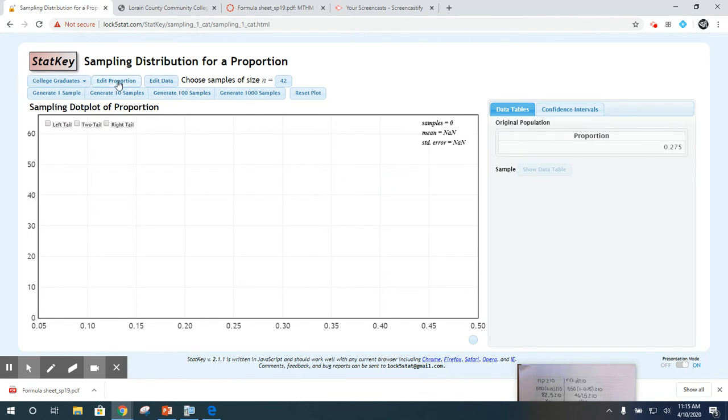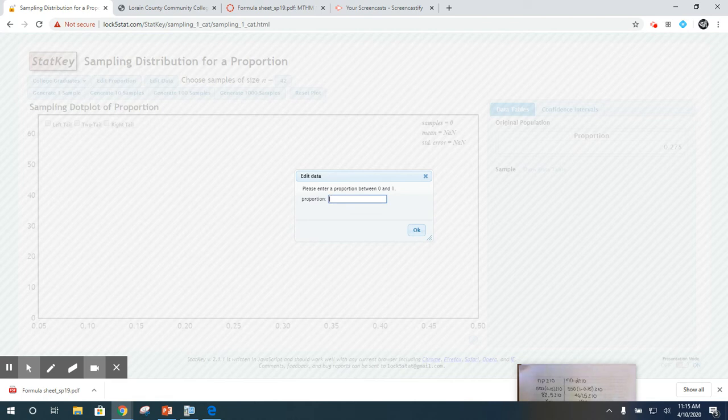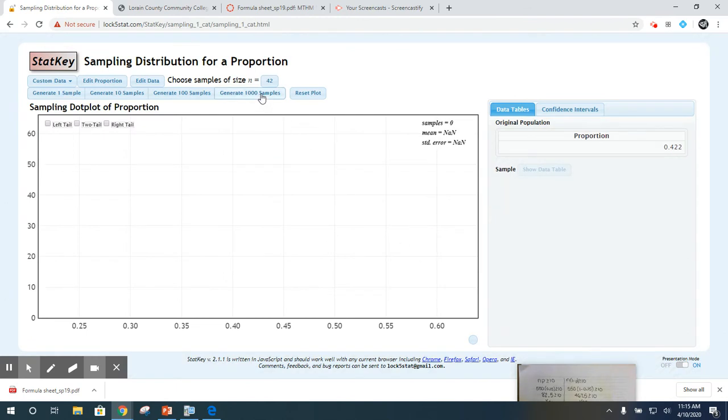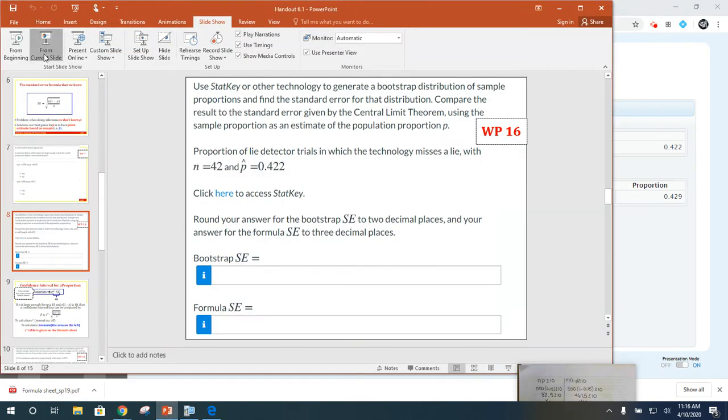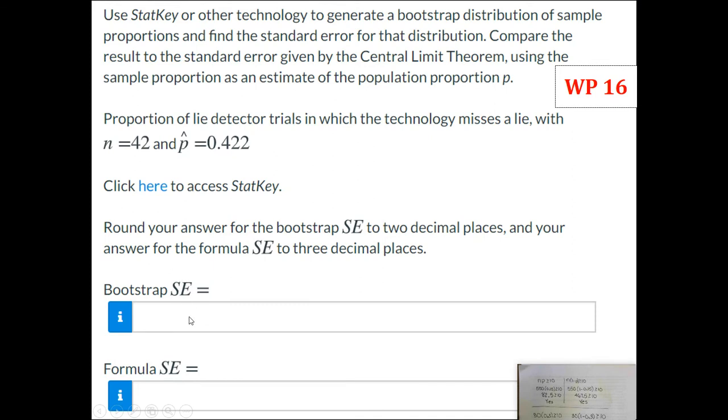Then I'm going to change the proportion, not the data, but the proportion. And the proportion was 0.422. From there, I'm going to run 1,000 samples, and I'm going to focus my attention right here. 0.077. That is my standard error. And that's what that question was asking of me, what is the bootstrap standard error.